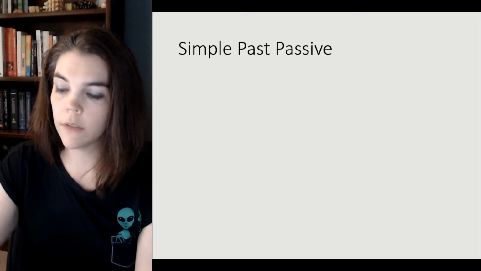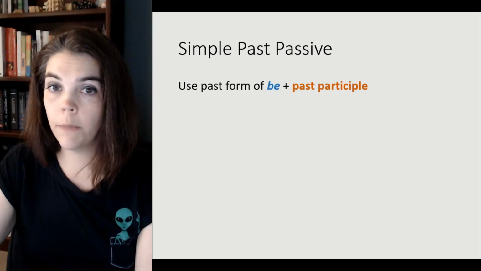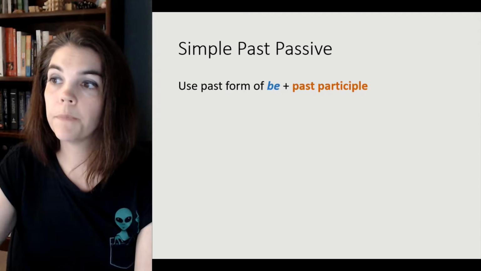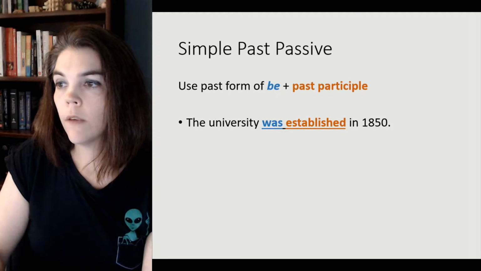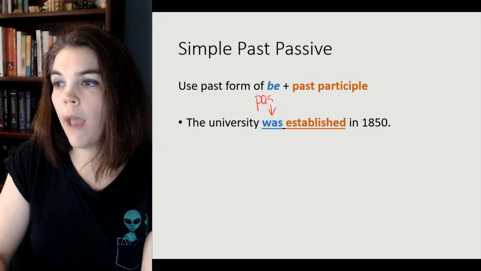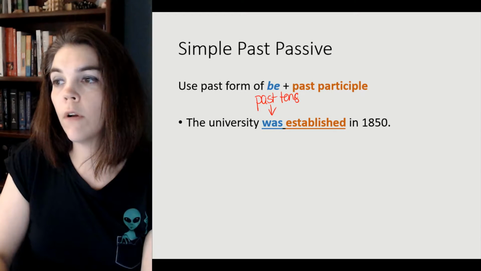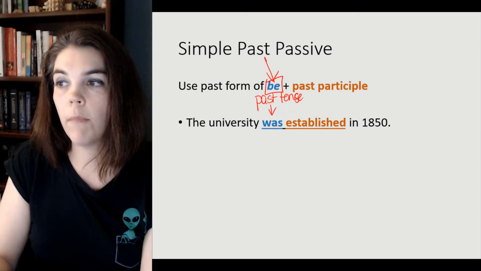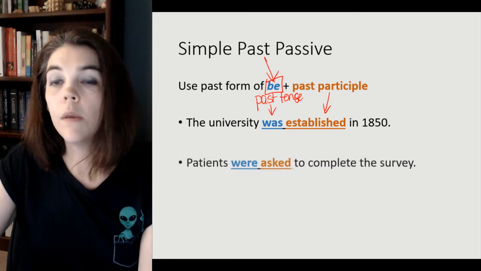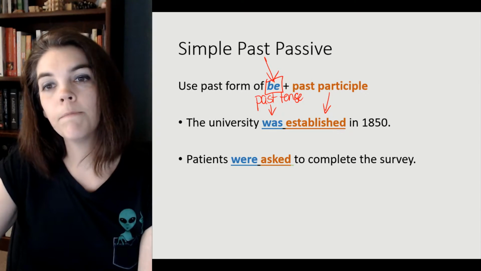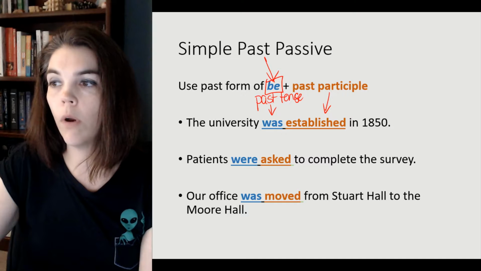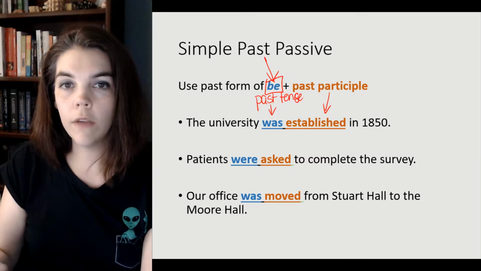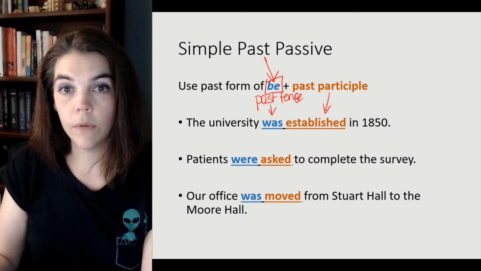We talked about present. So we saw a lot of examples of these in our previous videos. So the university was established in 1850. So again, this is in past tense. Our be verb changes to reflect past tense, and then we have past participle here. Patients were asked to complete the survey. Our office was moved from Stewart Hall to Moore Hall. Okay, so all of these are in simple past passive. With me so far?